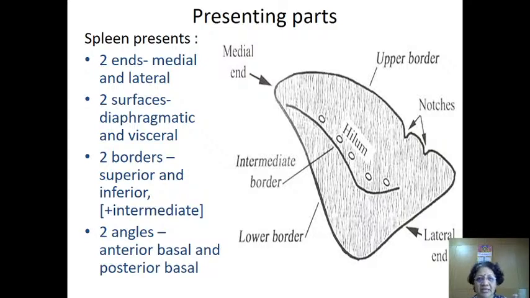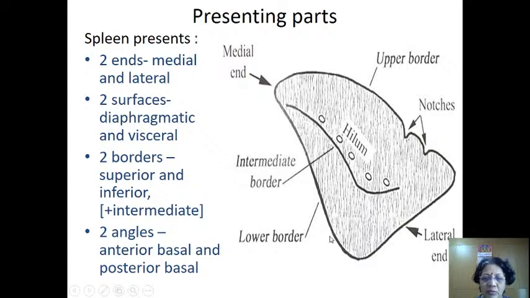Two surfaces are easy: diaphragmatic, which is convex, which is right against the ribs, and visceral, which is coming across, which is touching the other organs. Two borders, superior, there's always a superior border and an inferior border, and this in-between place where the hilum is, where the vessels are entering and leaving, is described as an intermediate border because it's also a projection from the surface. It's a very blunt projection. And 2 angles, anterior basal and posterior basal, we will look at that.